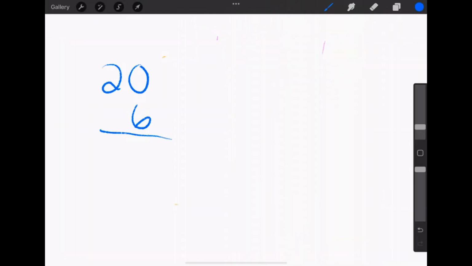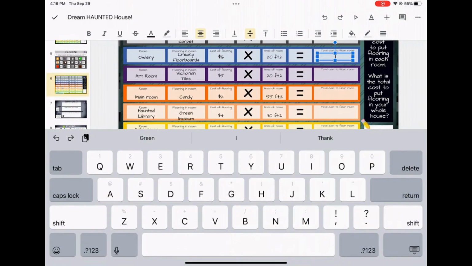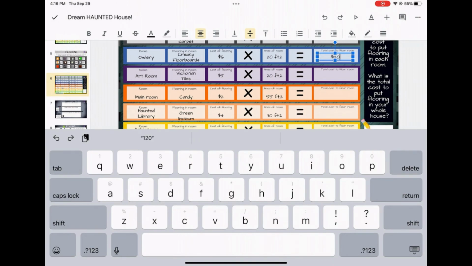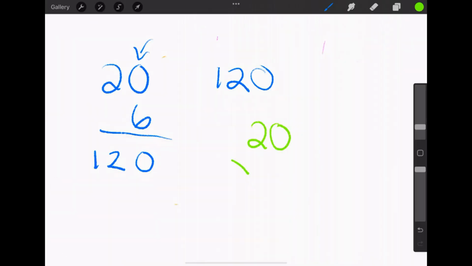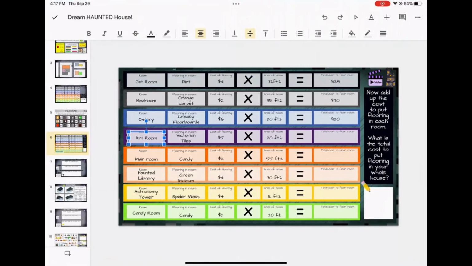And anything that ends with a 0, like a 20, you could just do 2 times 6 and add a 0 to your answer. 2 times 6 is 12 with a 0. Or standard algorithm, 6 times 0 is 0, 6 times 2 is 12. 120. Next we have 5 times 20. So 5 times 0 is 0, and then 5 times 2 is 10 for $100.